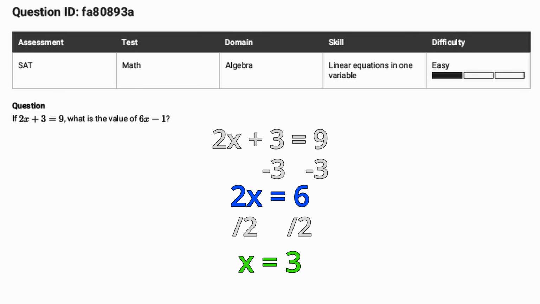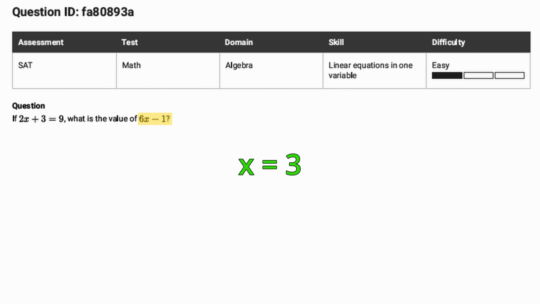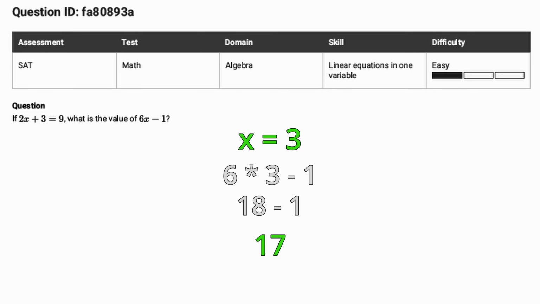The question asks, what is the value of 6x minus 1? So to solve this, you want to plug in the value you got for x, which is 3, and so it's actually 6 times 3 minus 1. With order of operations, multiplication comes first, and 6 times 3 is 18. 18 minus 1 is 17, so 17 is our answer.